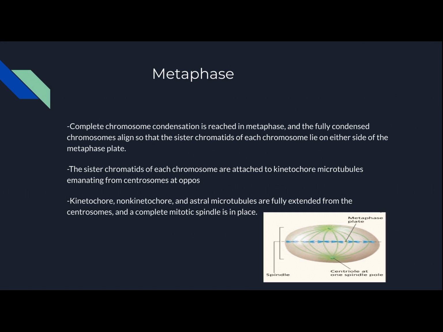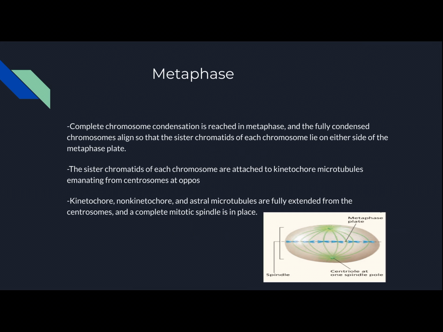In this phase, you can take a picture of the chromosomes, so karyotypes are also produced in this phase. I forgot to add that. And then the sister chromatids of each chromosome are attached to the kinetochore. So the sister chromatids bind to the kinetochore, or bind to the protein complex, because we said kinetochores were a protein complex. And then kinetochore, non-kinetochore, and astral microtubules are fully extended from the centrosomes, and the complete meiotic spindle is in place. So the meiotic spindle is now formed.